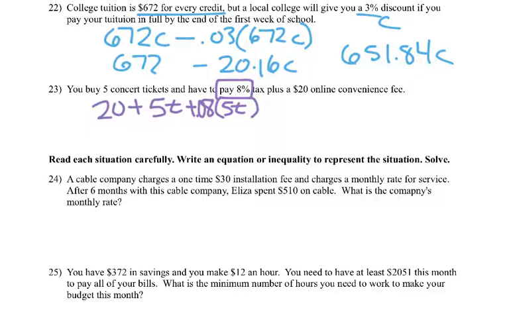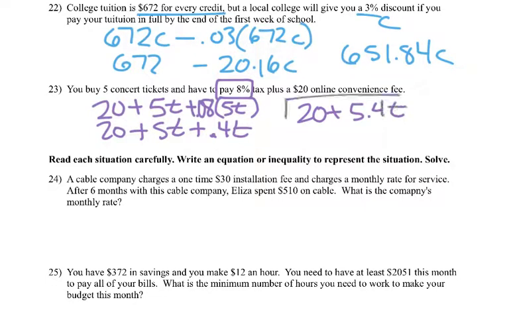Again, I go 0.08 times 5, so that's 0.4t, which I add to 5t, so I get $20 plus 5.4t.